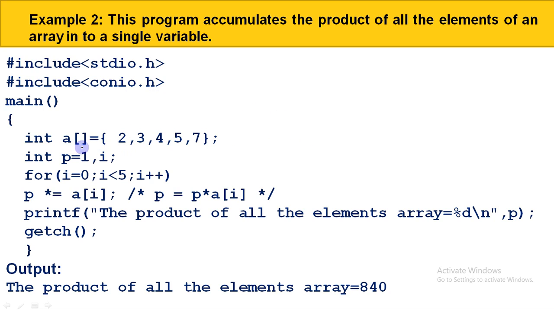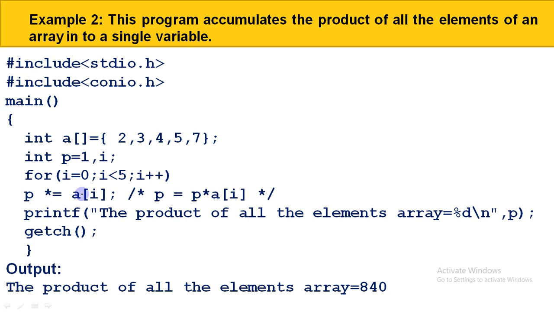So integer a is declared and initialized. Declaration and initialization happen in one go. Of course, this kind of declaration and initialization could be done only if the number of elements is limited. Integer p equal to 1, because this p is meant for generating the product, so it is initialized with 1. I is a loop index. So for I equal to 0, I less than 5, I plus plus. Because there are only 5 elements, the for loop also runs for 5 elements.